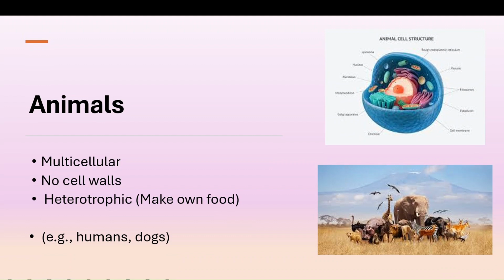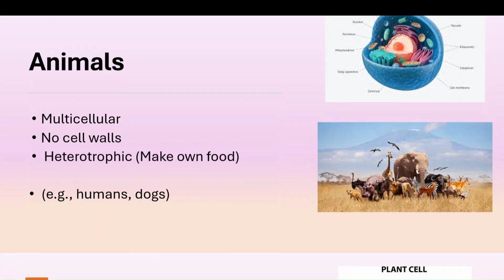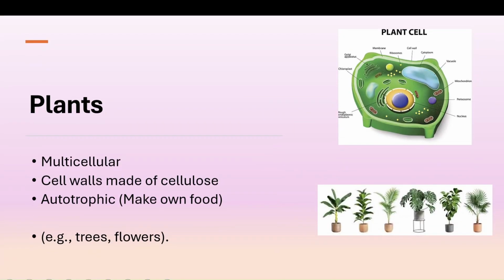Animals. So animals are multicellular, they have no cell walls, they eat other organisms, so they're heterotrophic, and some examples are humans, dogs. Plants are multicellular, they have cell walls made of cellulose, they're autotrophic, so they make their own food. Some examples, trees and flowers.